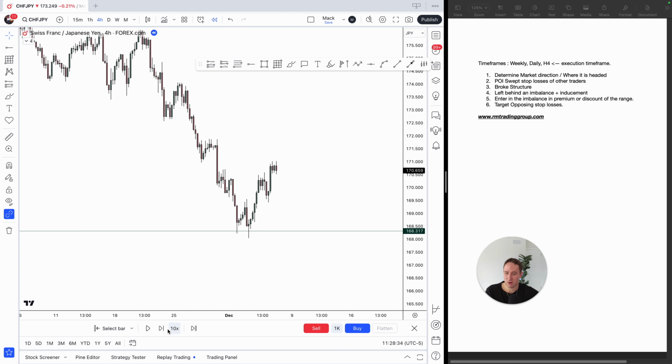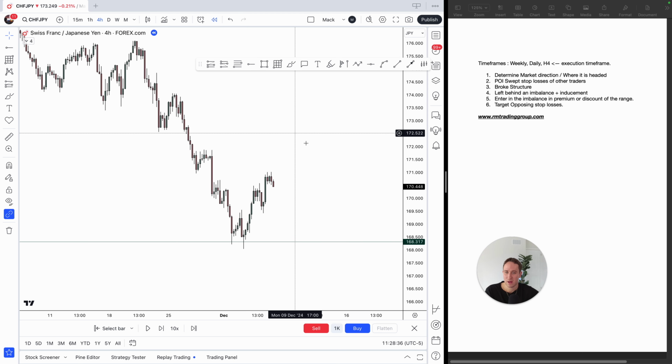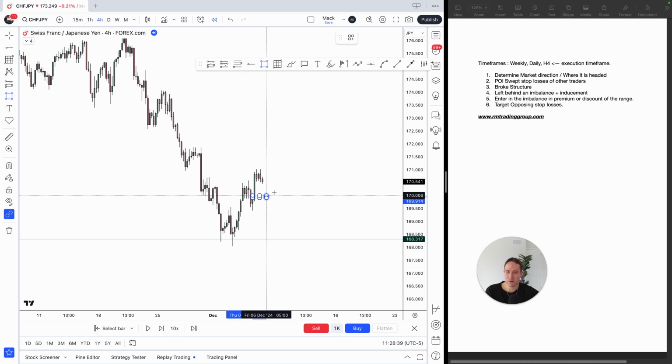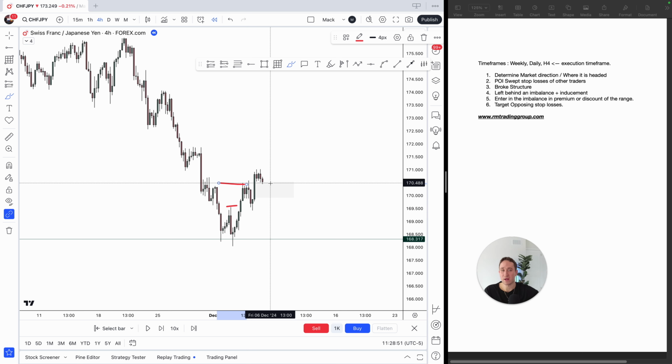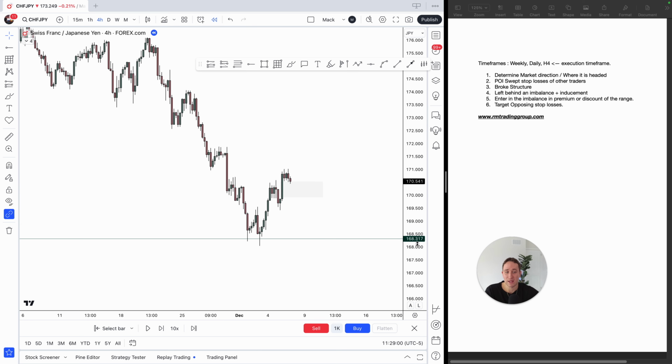All right, so now we're creating this nice inducement, and you can see if I mark this out, this is the imbalance that was created. This swept liquidity to the left before causing a shift to the upside. So now we've had a shift above this high, we've had a shift above this high, and now we're expecting the market to trade in alignment with the weekly and the daily. This is what I mean by the fractal part of the market. We want to wait for all the time frames to align.